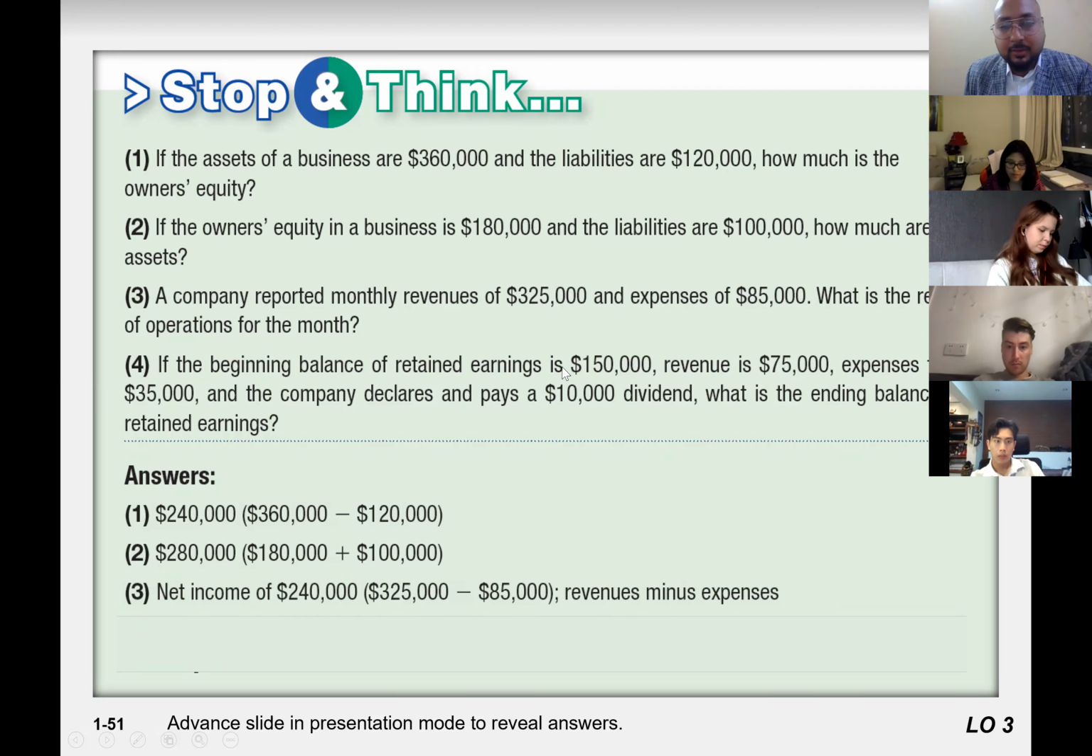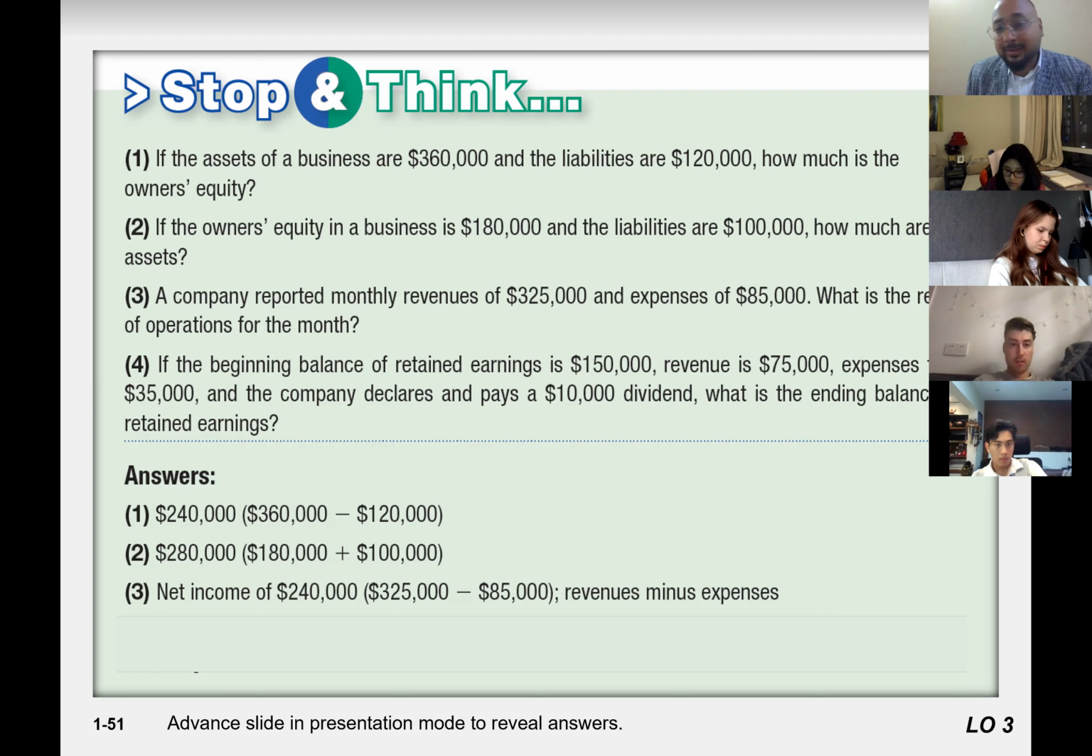Third, a company reported monthly revenues of 325,000 and expenses of 85,000. What is the result of operations for the month? Simple. You need to find out net income. Revenue minus expenses. It's 240,000.